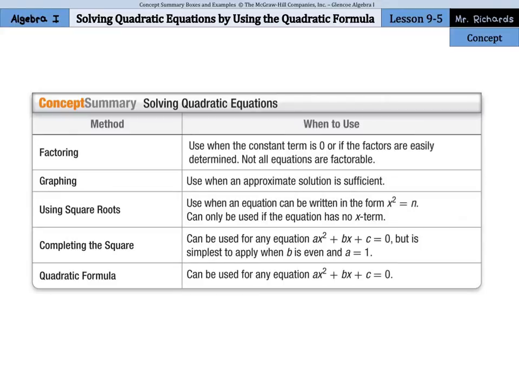Here in our concept summary, you can tell that we've used a bunch of different methods to solve quadratic equations. We've used factoring, we've used graphing, using square roots, completing the square, and now in this lesson, the quadratic formula. And they all have good times to use. For example, graphing we can use when an approximate solution is sufficient. And now for the quadratic formula, it can be used for any equation as long as it's ax squared plus bx plus c equals 0.